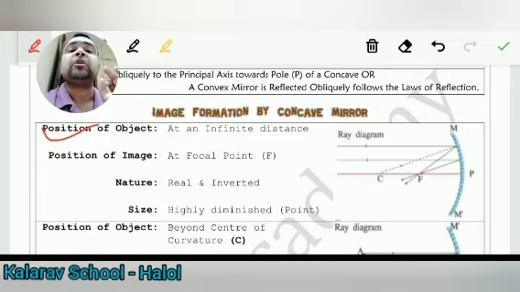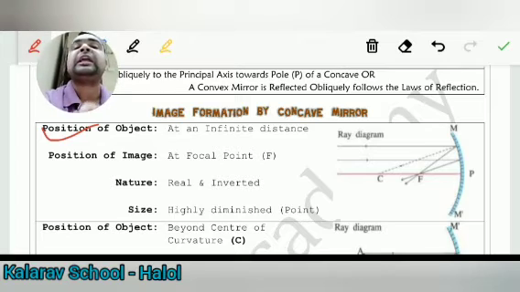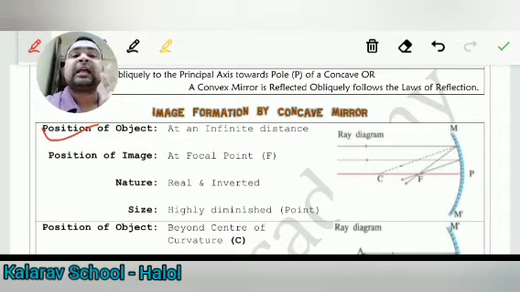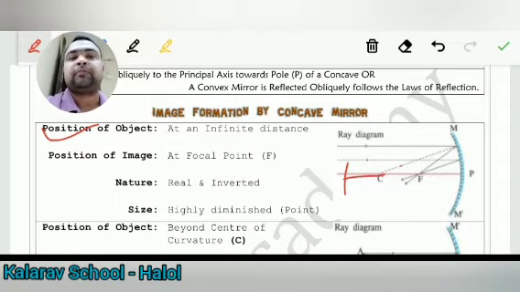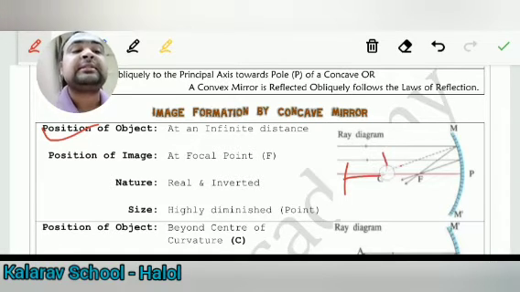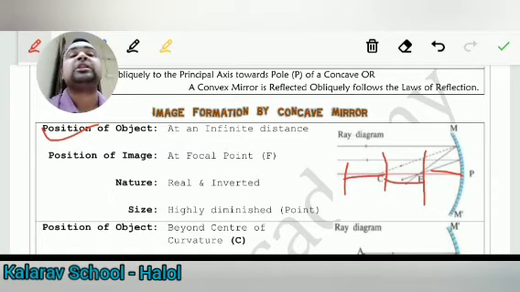First of all you have to take the object distance that is very far, that is called infinite distance. Second, you take the point which is greater than the radius of curvature, meaning it is beyond C. Third, the object position is at the point C. Fourth, between C and F. Then on F, and then between F and P. In this way there are a total of 6 cases for the concave mirror.